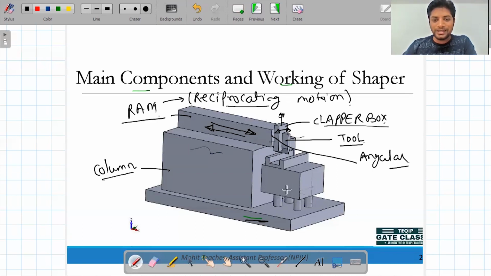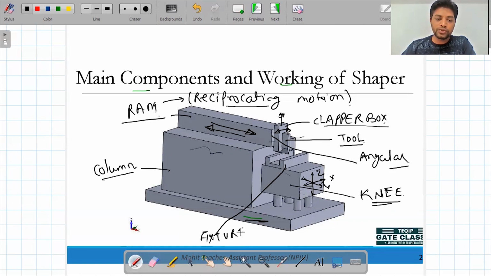Next is the knee portion, which we have seen in other machines, especially the milling machine. The knee is where the feeding mechanism is mounted. If we have to move this body toward this side, that is the X direction, this is the Y direction, and this is the Z direction. To provide the X, Y and Z motion, we use this mechanism, and over that a fixture is mounted.